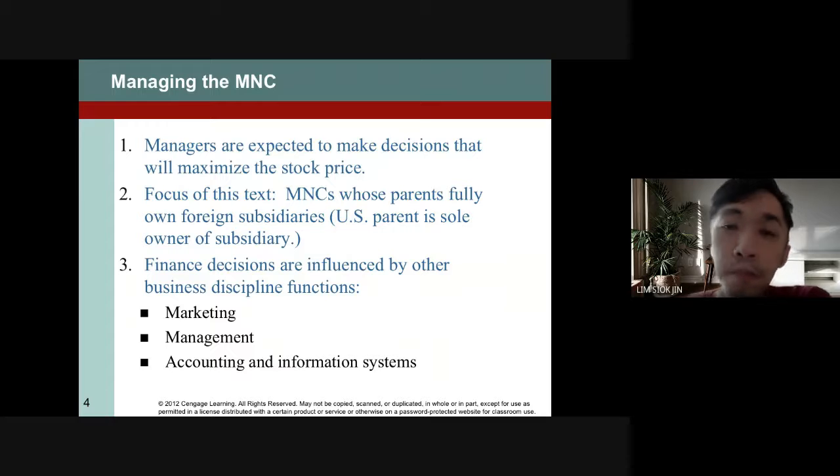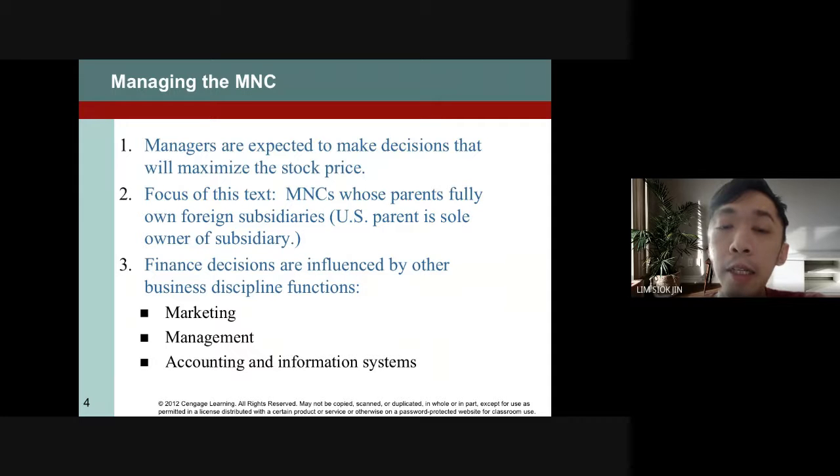All right, so next, an MNC whose parent fully owns the subsidiary, it is important to manage all the MNCs. So let's say a US company, the US parent is the sole owner of a subsidiary like McDonald's. You see McDonald's all over the world, but where is the main? Where is the parent company? Parent company is still in the US. Okay, the rest around the world are their MNCs.